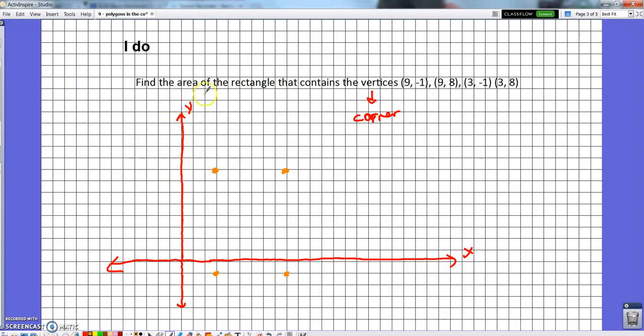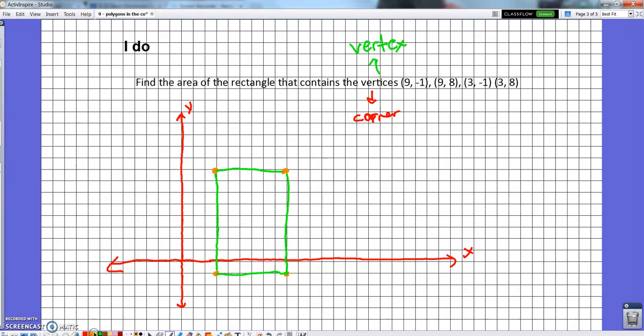So it says find the area of the rectangle that contains those vertices. Now that I've put those there, I can see where my rectangle would be. Vertex, vertex. Sides connect vertices. A vertex is like a corner. Vertices is plural for one vertex, 4 vertices. And so here is my rectangle.